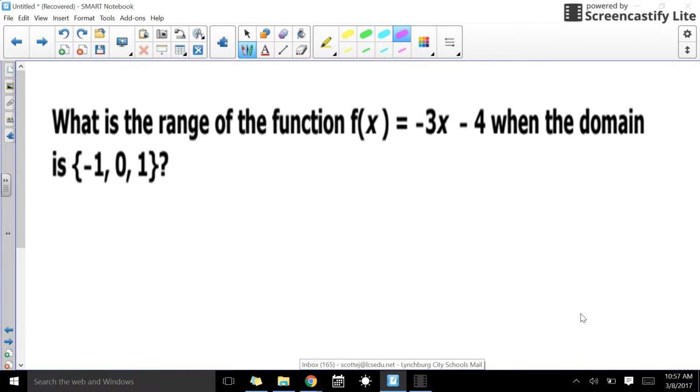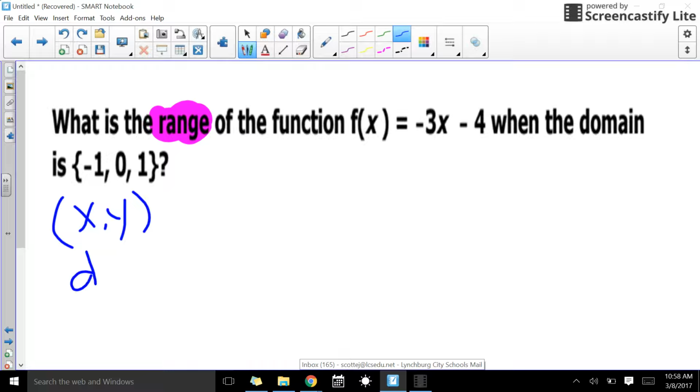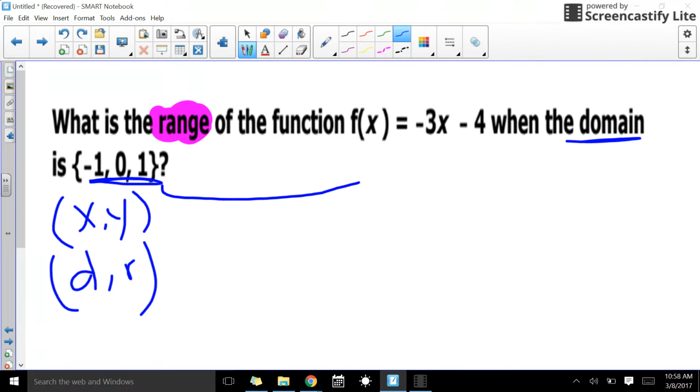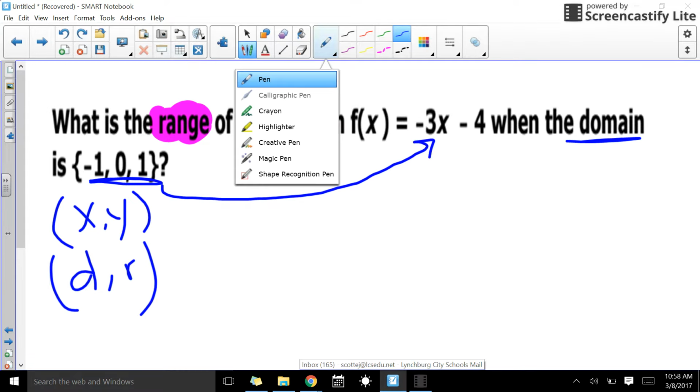Let's look at this problem. This says, what is the range, here's a key word here, of the function f of x equals -3x minus 4 when the domain is -1, 0, and 1. Now, we know that in x and y coordinates, this is my domain and this is my range, okay? We are given the domain. These are our domain values. These are x values. We have to plug these guys into this.